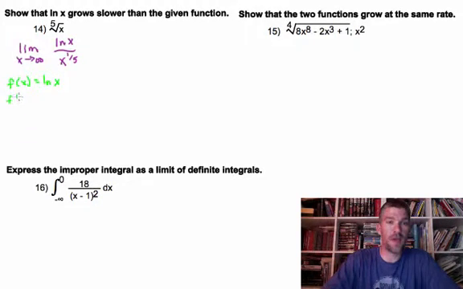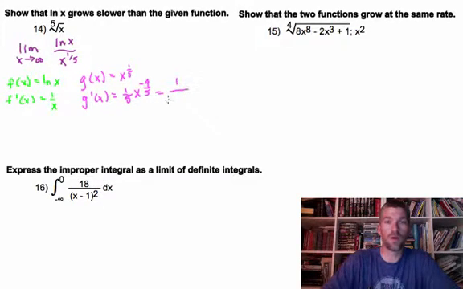The derivative of f of x is equal to 1 over x. g of x then would be x to the 1/5, and the derivative of that guy is 1/5 x to the negative 4/5. The other way to think about that one is 1 over 5x to the 4/5 power. Okay, so top divided by bottom, which is 1 over x over 1 over 5x to the 4/5.